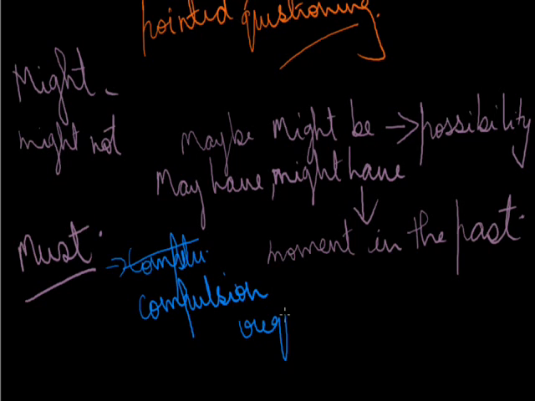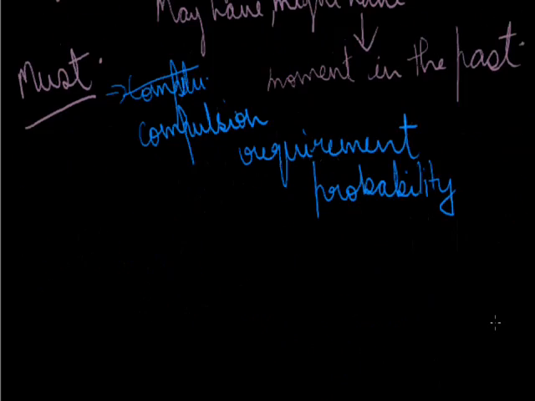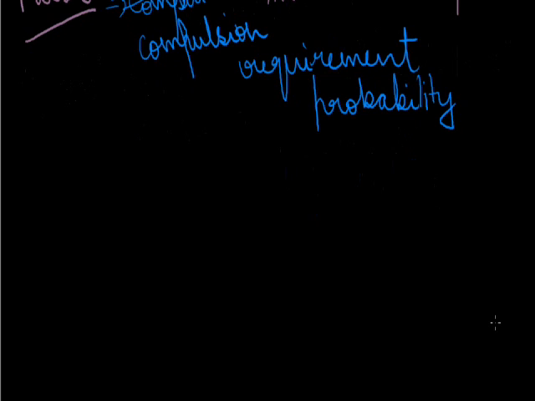It talks about requirement. You must obtain a driving license before you purchase a car. It talks about probability. It must be 9:30 when we met. In the first person, it talks about insistence or fixed resolve. In the second and third person, insistence attributed by the speaker to others.